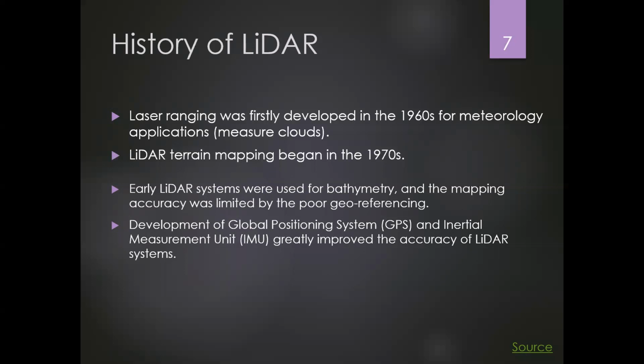But when GPS appeared, and also another equipment called IMU, inertial measurement unit, both of them together greatly improved the accuracy of the LiDAR system. GPS is for the positioning of your sensor in the sky or on the ground. IMU is something else, it can detect the gesture of your sensor.